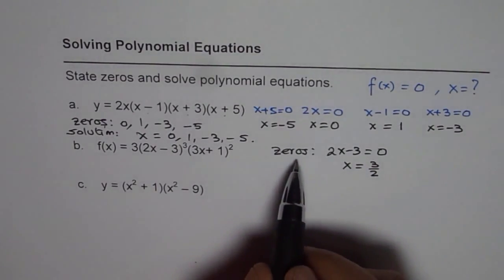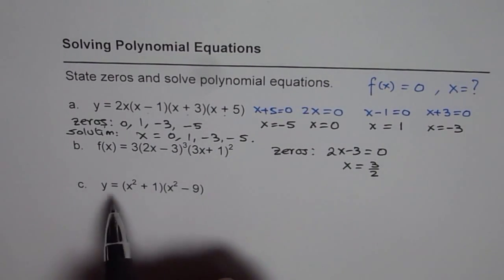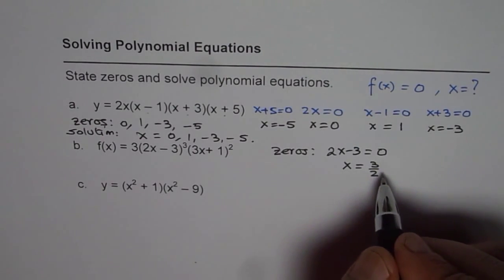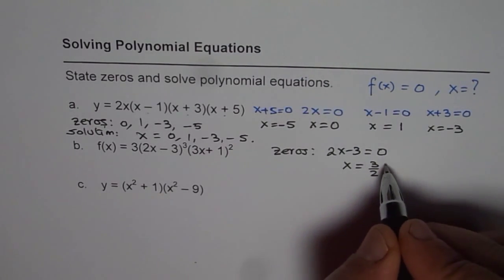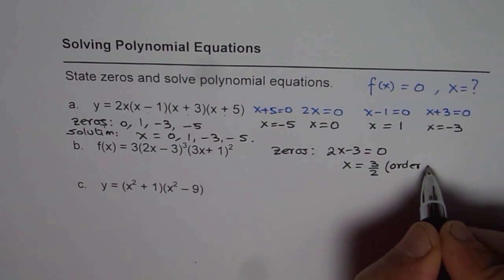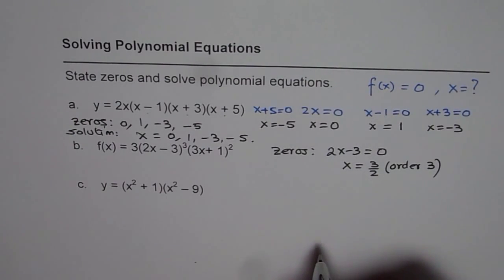Now when we are talking about zeros, we should also see the exponent. It is 3. That means the order of this zero is 3, or the multiplicity is 3. So we can write in brackets order 3. So there are basically 3 zeros at x equals 3 over 2.